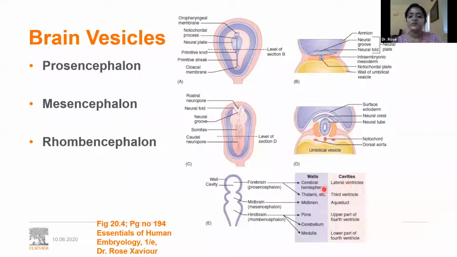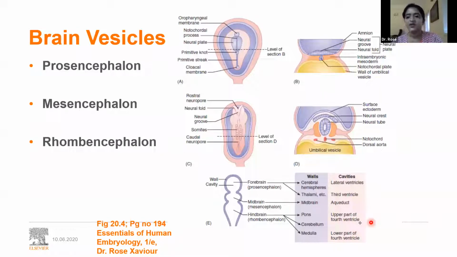In the cerebral hemispheres, it is the lateral ventricle. Between the thalami, between the diencephalon, we have the third ventricle. Within the midbrain, the cavity is known as the aqueduct. Within the pons and cerebellum, you have the upper part of the fourth ventricle, and within the medulla and cerebellum, we have the lower part of the fourth ventricle. Again, you have to keep in mind the cavities enclosed within different parts of the brain.